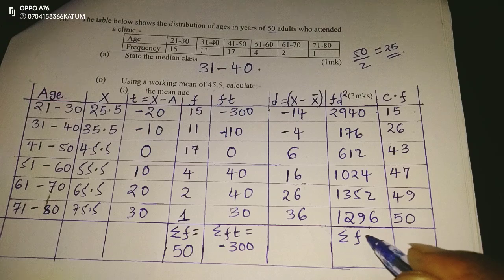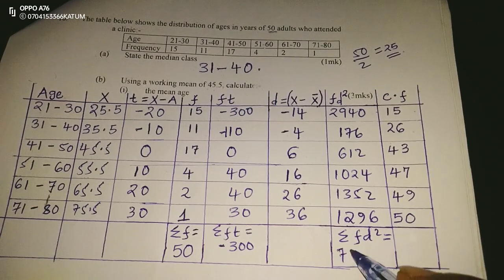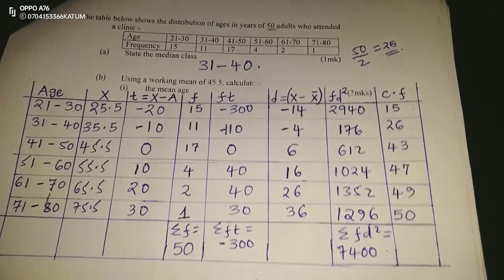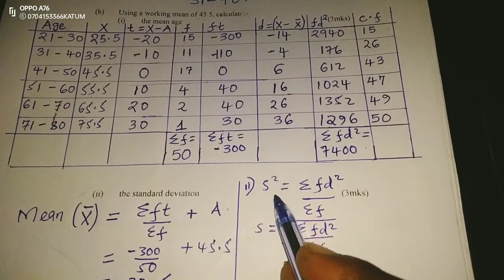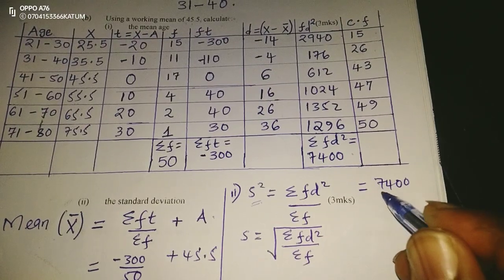So the summation of fd squared is going to give us 2940 plus 176 plus 612 plus 1024 plus 1352 plus 1296, 7400. So now, for us to get what we call variance, we're going to have now the 7400 out of 50.